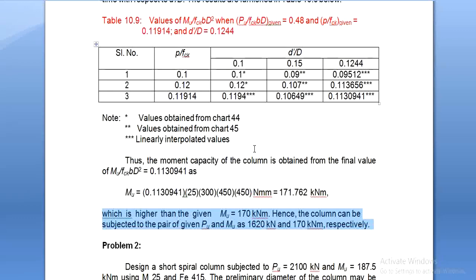Okay, I hope you have understood how to read the SP16 chart. If you have any doubts, you can raise the queries. Just try to do the interpolation properly. If you have any doubt in doing interpolation, just go through some of the YouTube videos in which they explain the interpolation mathematically and properly.